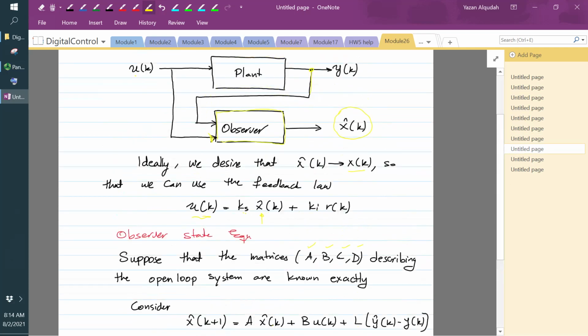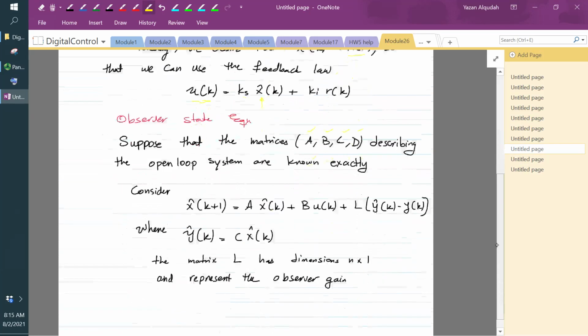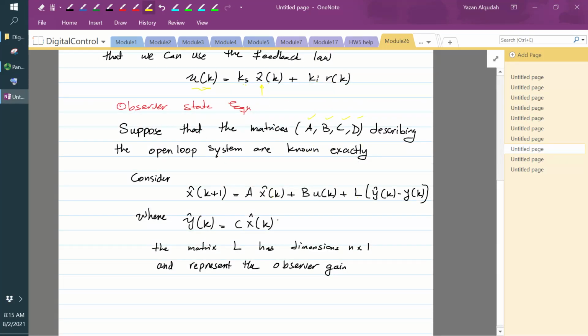What we're doing here is we have this observer. This observer is going to generate y tilde. I have access to y tilde, I have access to y, and therefore I want to see what conditions will result in x tilde getting a good estimate of the state of the system. Now we have a matrix L that we introduce, and this matrix is of dimension n by 1, and this is called the observer gain.